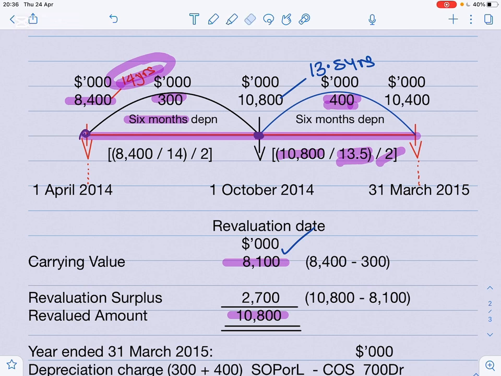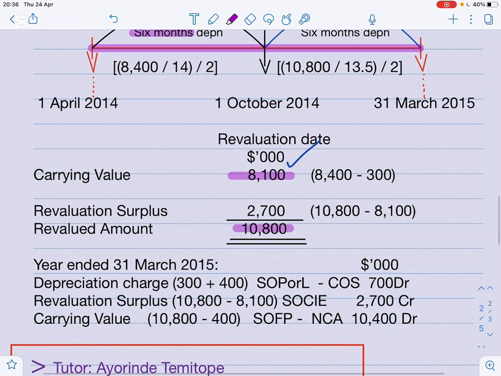So the 12 months is from the beginning of the current year. Now look at the beginning of the current year here. So the first 6 months is depreciation charge of $300,000, and then the second one is $400,000. So $300,000 plus $400,000, and that will give us $700,000. Okay, where will this go to?